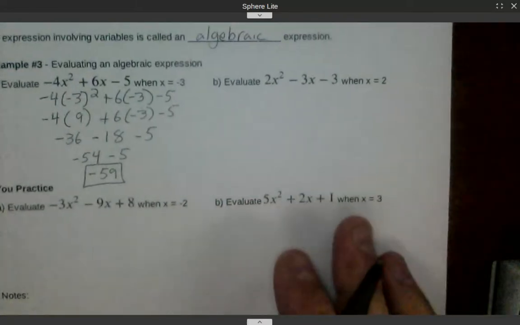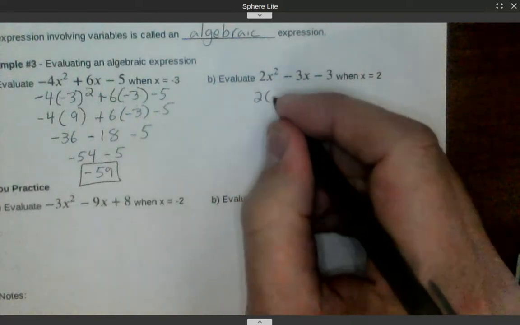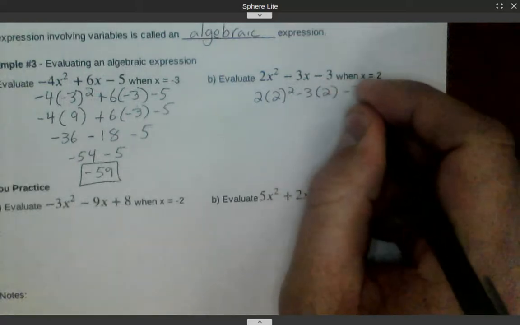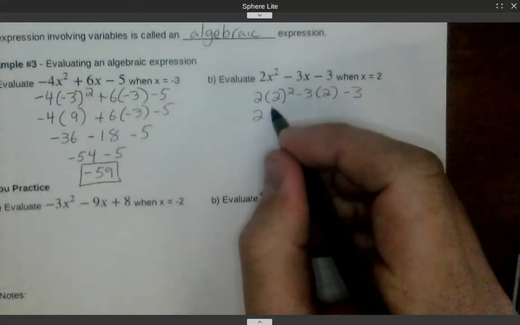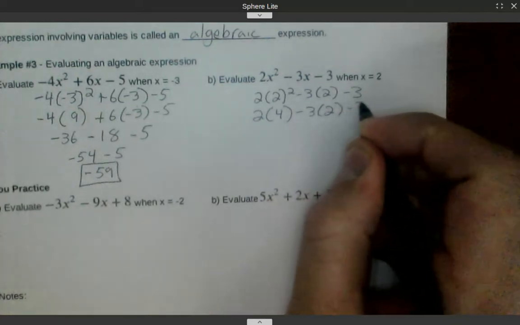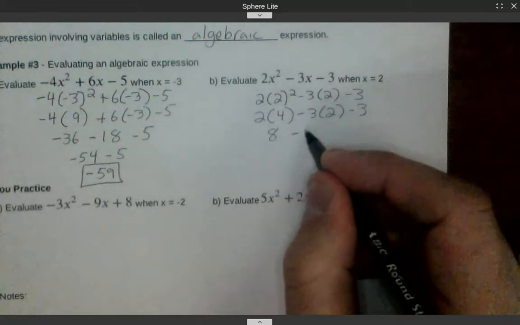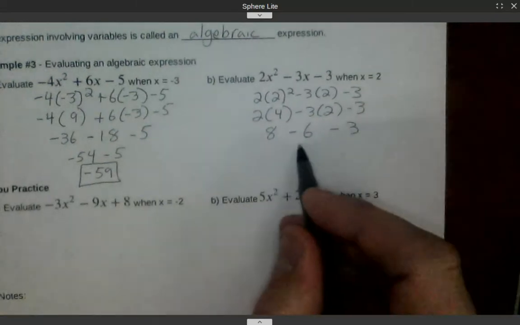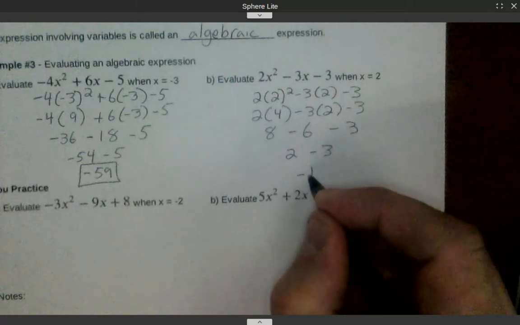We're going to do the same thing on this evaluate. So x is equal to 2, so wherever I see an x, I'm going to plug in a 2. There's no parentheses to simplify, so I'm going to do my exponents. So 2 times 4 minus 3 times 2 minus 3. Next, I'm going to do multiplication. So this is 8 minus 6 minus 3. 8 minus 6 is 2. 2 minus 3 is negative 1.